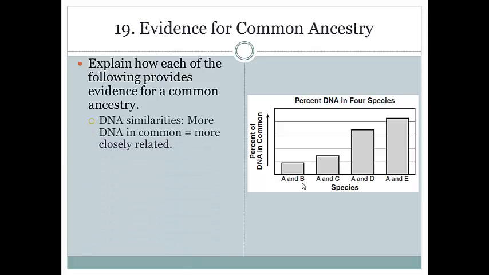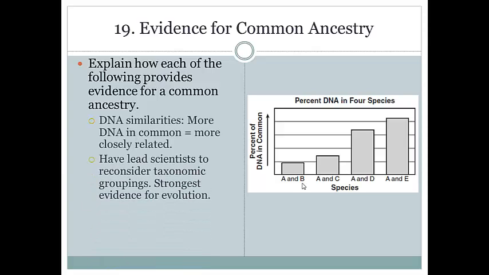So the next question is about DNA similarities. The more DNA organisms have in common, the more closely related they are. Whenever scientists first went about categorizing different organisms, it was just based on what those organisms looked like, or perhaps how they lived in their environment. Now that we have DNA technology, we're able to actually look at how closely related genetically different species are. So this is the strongest evidence for evolution.